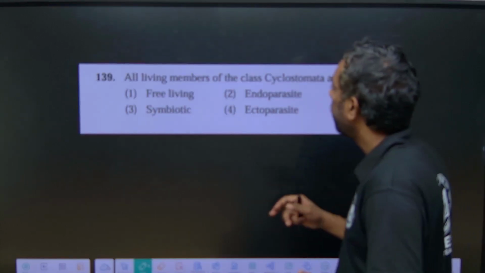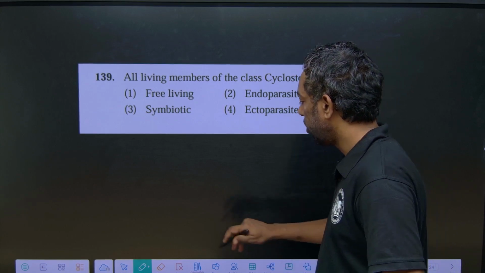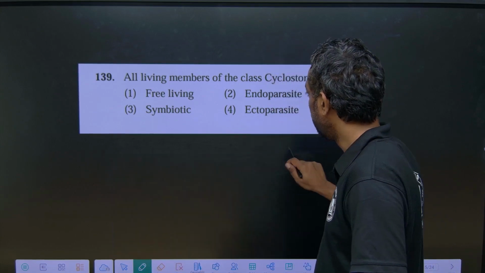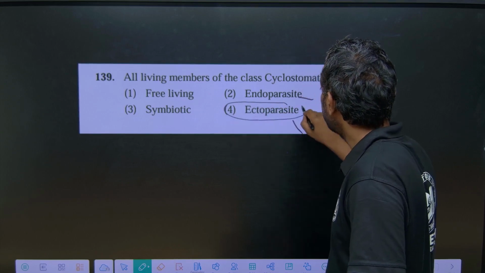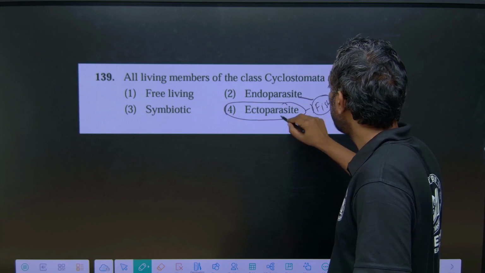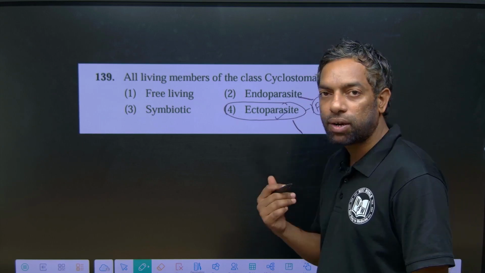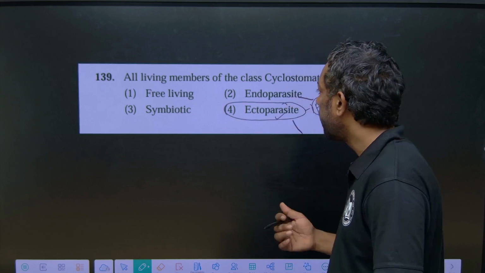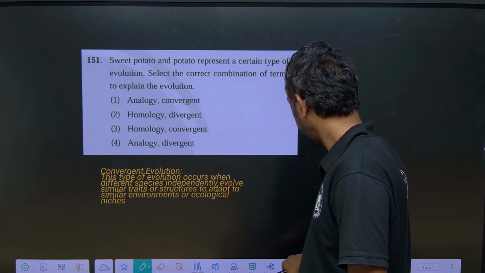All living members of the class Cyclostomata. Cyclostomes are parasites, obviously. They are ectoparasites, of the fish family actually. Cyclostomata are ectoparasites. This is a direct question. Next one.